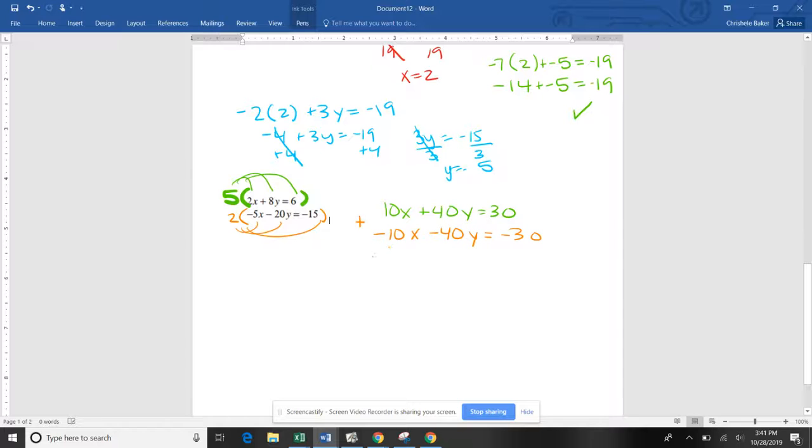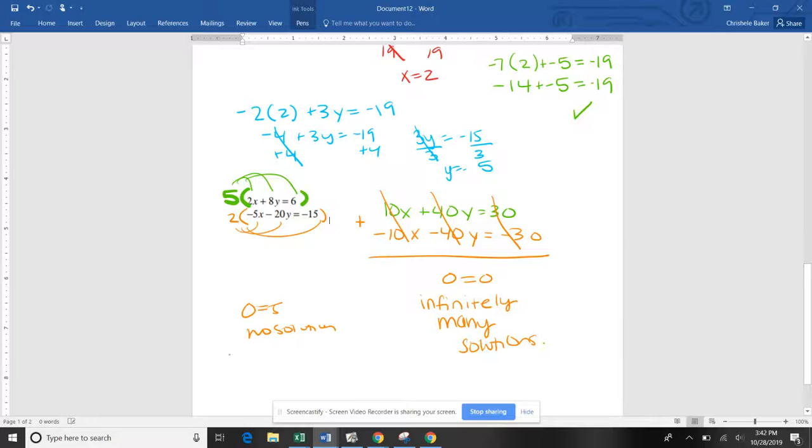Okay, do you see anything kind of crazy going on here? Now, this isn't going to happen every time I do this process, but in this one, everything cancels. I'd be left with 0 equals 0. And we know that that is an infinitely many solutions. If I were to be left with, say, 0 equals 5, that would be a no solution.